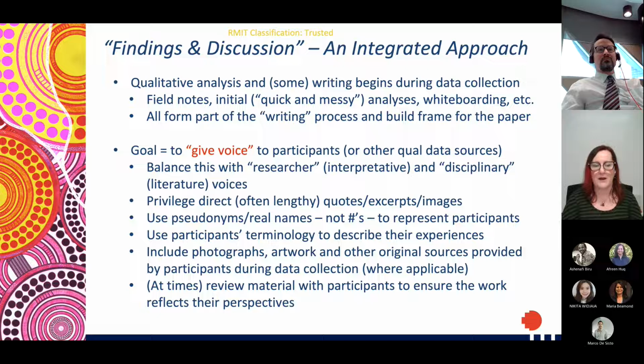Sometimes we also review material with our participants just to see that I've got it right, that I've interpreted things correctly. But certainly, thinking of more of a postmodern relativist approach to interpretive work, many people don't use any member checking because it's really trying to speak to the interpretive voice of the researcher. So there's not one size fits all in terms of how we manage that, but there are certainly some trends and options depending on the discipline and the methodology.